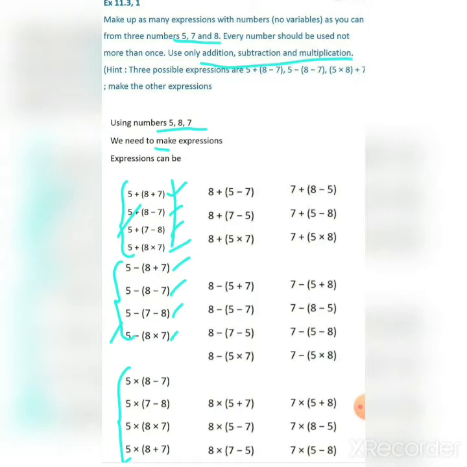Also you have to keep in mind these expressions should not be repeating. It means if you have written 8 plus 5 minus 7 here, it should not come here again. So you have to check that and make as many expressions as you can. Such a question can be asked. Let's see another example which is similar to this.